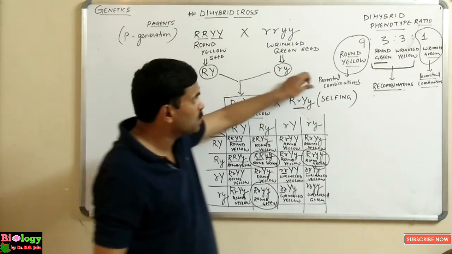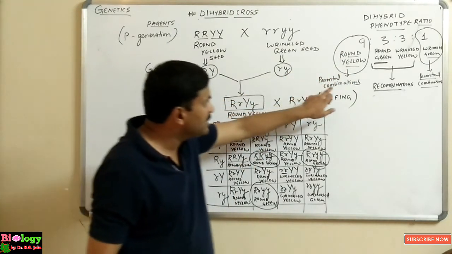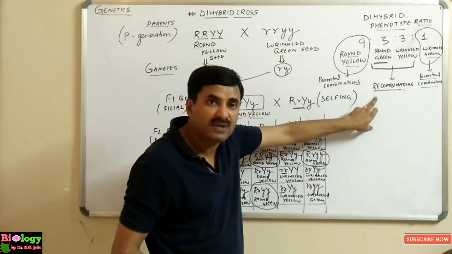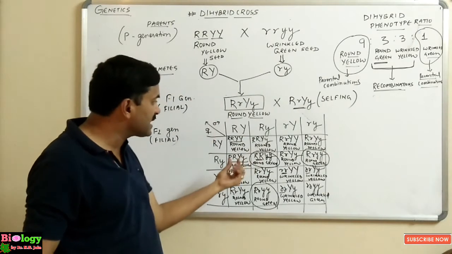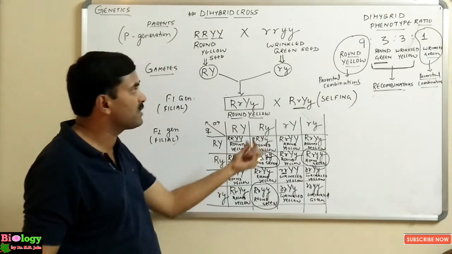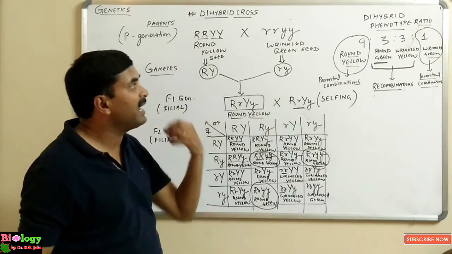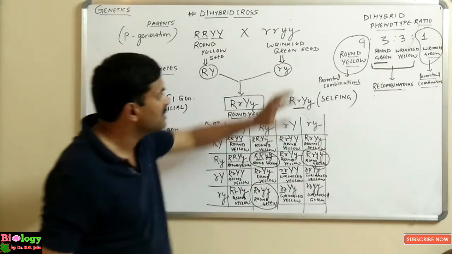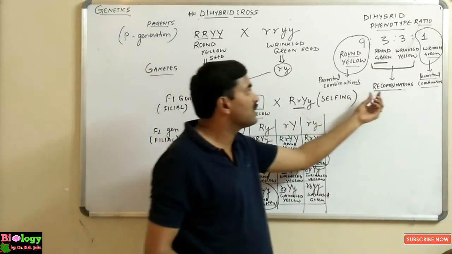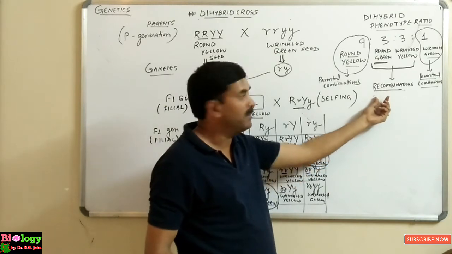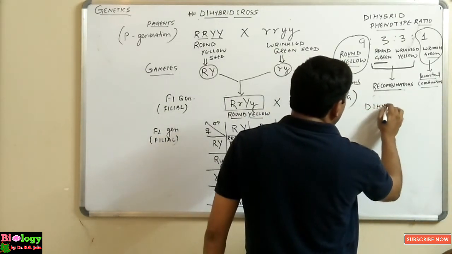So always you can see here that in a dihybrid phenotypic ratio parental combinations are produced and recombinations are also produced. But you can see that out of the 16 members of the F2 generation, 10 have parental combinations and 6 have recombinations. So parental combinations are always more in number and recombinants are less in number.